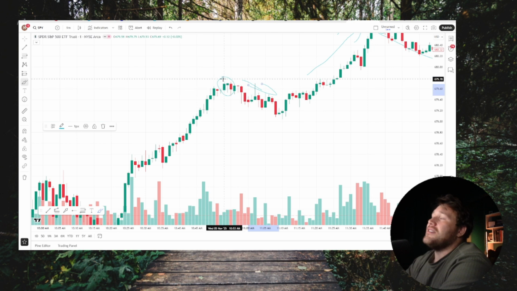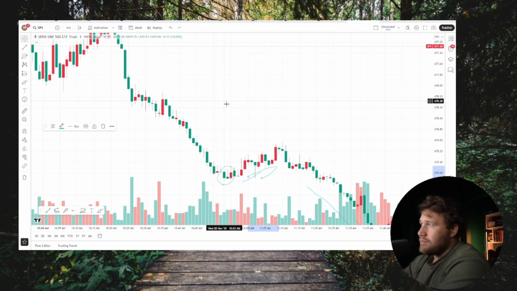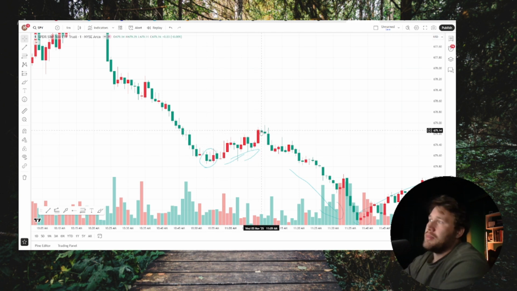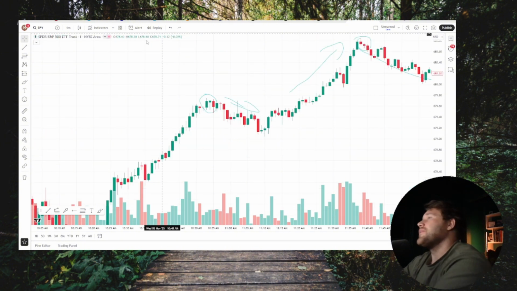You can see this also inverted. And if it was inverted, you would call it a morning star, and it would tell you that price action is getting bullish. This is called the evening star.